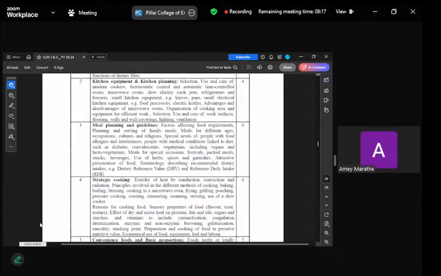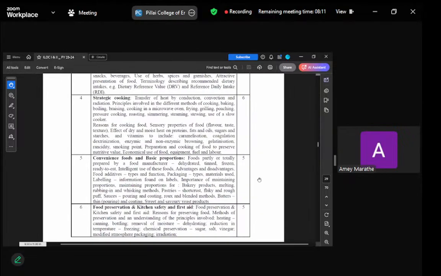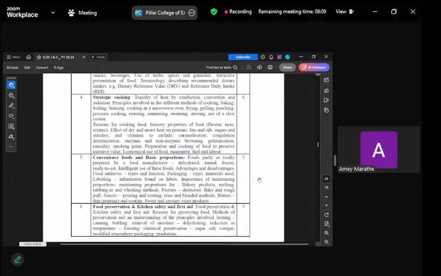Then how can you do strategic cooking? What are the most effective ways of cooking, baking, and what are the nutritional values you gain when you cook in a microwave oven? How do you poach an egg? What is the use of the slow cooker? And what are the sensory effects of the food on the human body: flavor, taste, texture, all that. That is what we will study in module number 4.